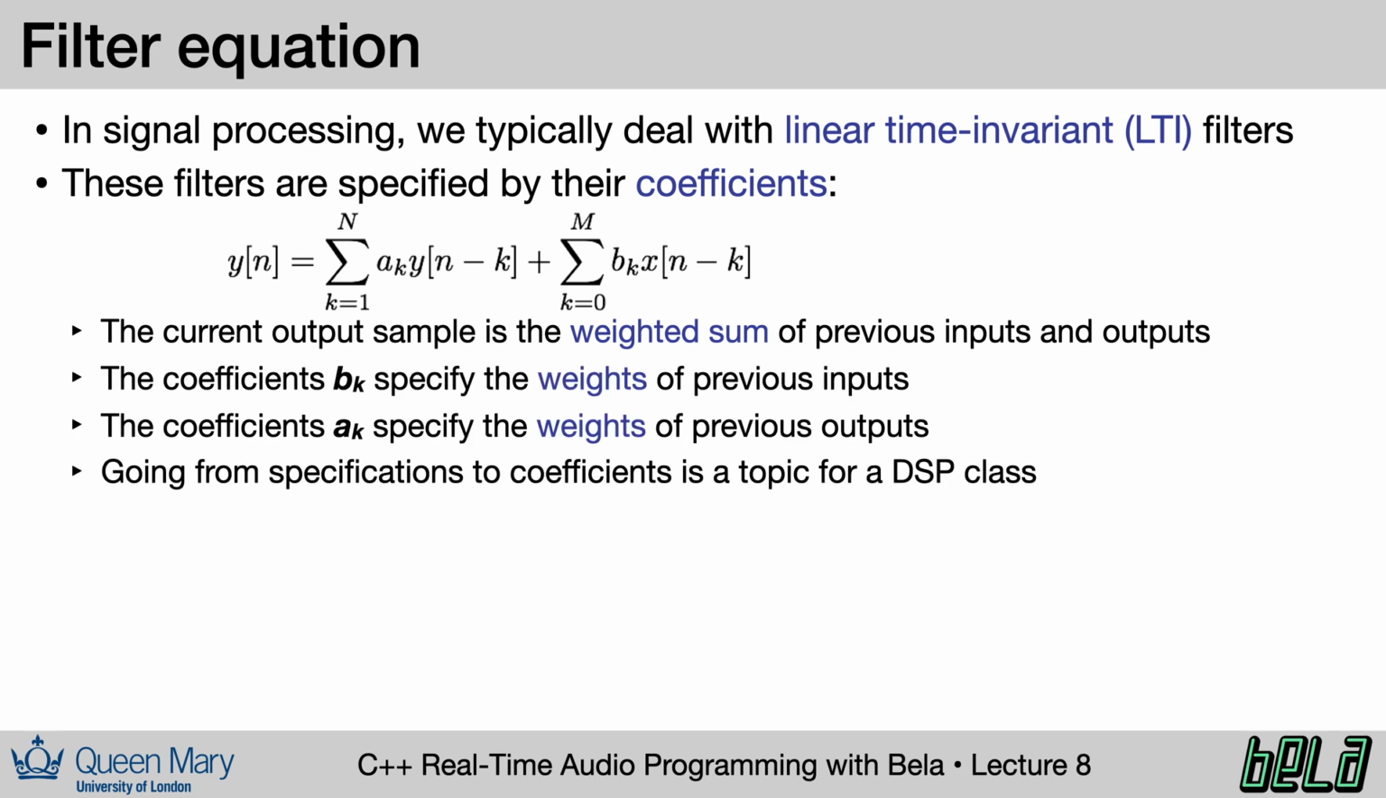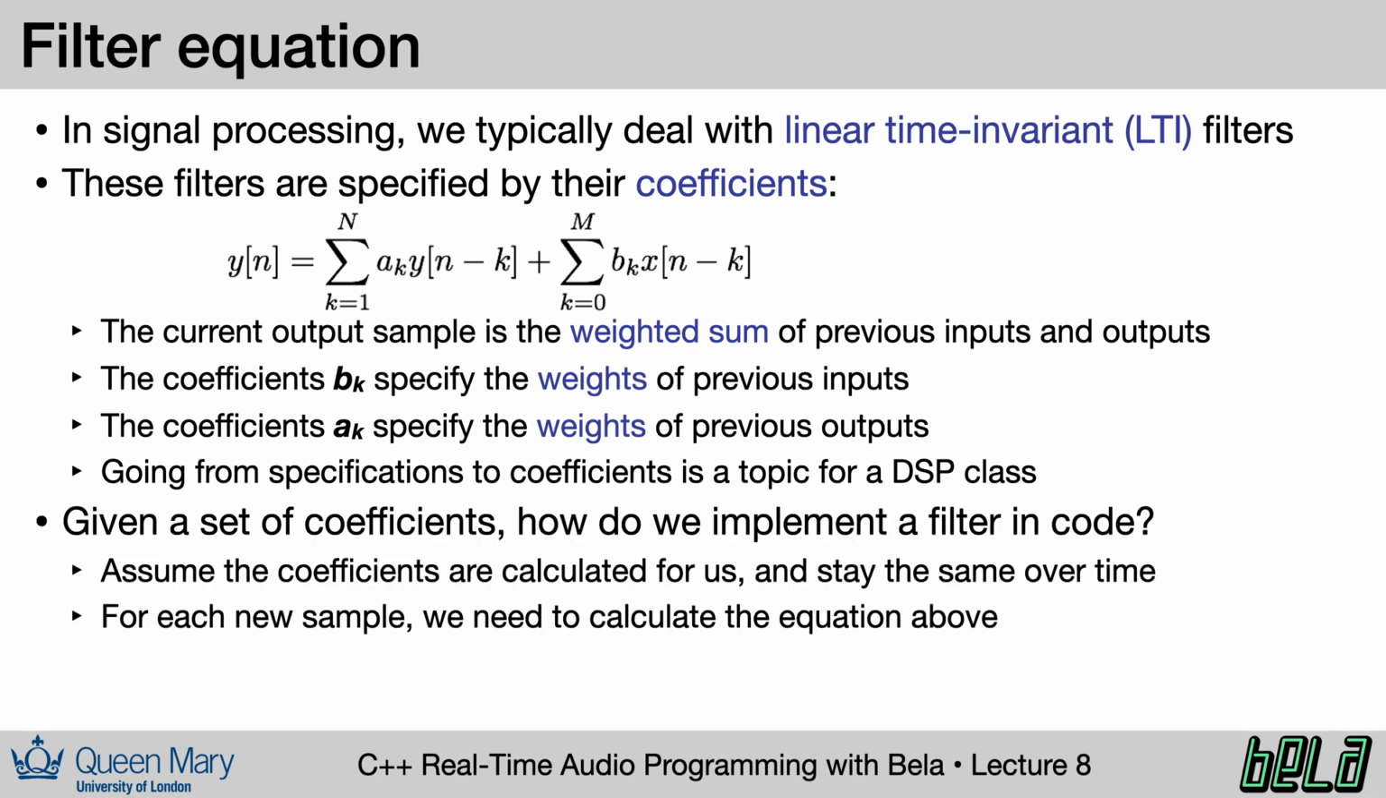So the coefficients b sub k specify the weights of the previous inputs, and the coefficients a sub k specify the weights of the previous outputs. Now, how you go from filter specifications to these coefficients is the topic for a DSP class that we're not going to cover here. Our interest is, given this set of coefficients, how are we going to implement this equation in code? What we'll need to do is for each new sample, we'll need to recalculate the equation above and we'll need to update the previous inputs and outputs.